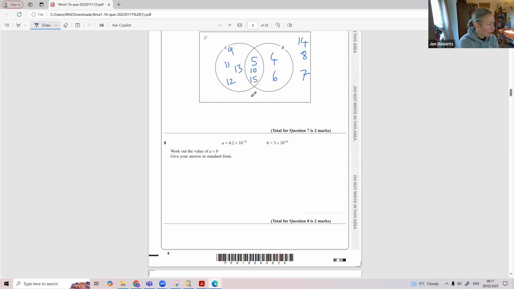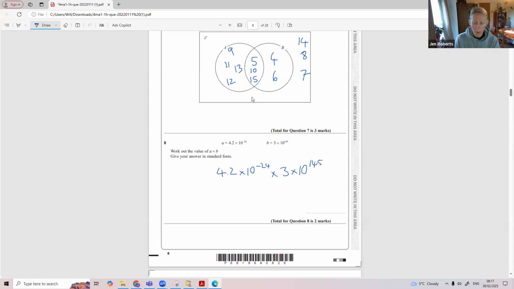Okay, work out the value of A times B. In standard form, you could not type this in your calculator because it wouldn't be able to deal with this big 10 to the power 145. This is A times B.